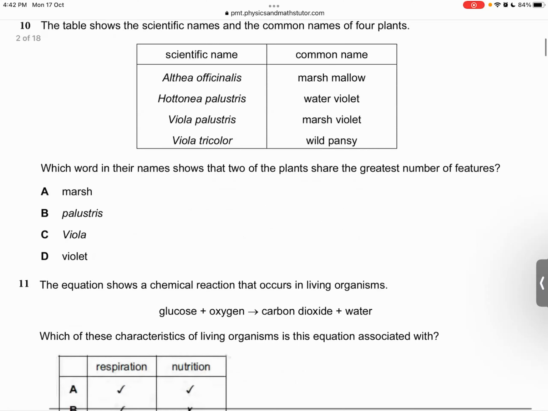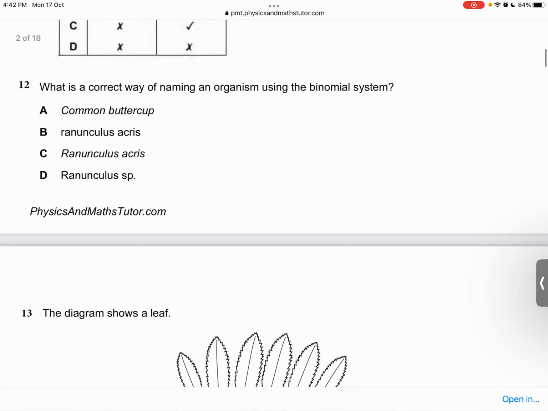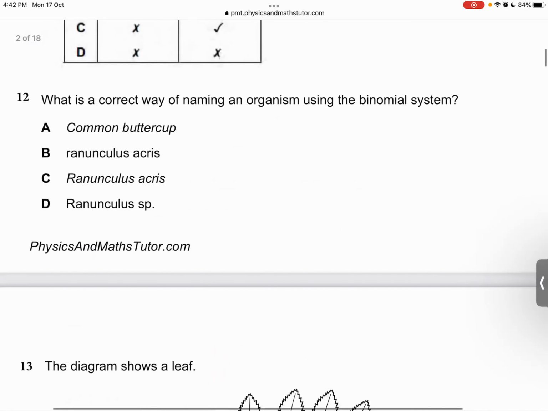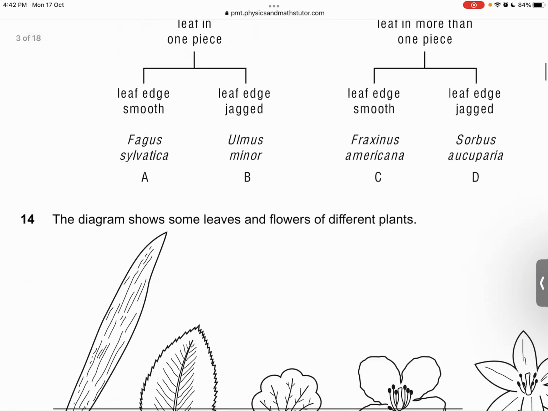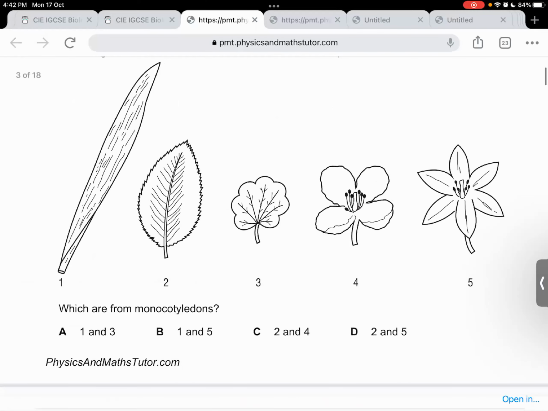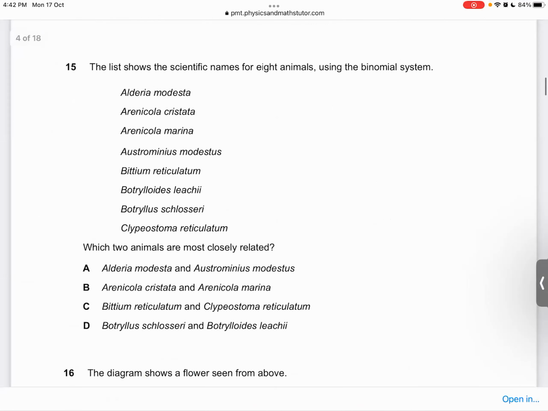Acha, okay. I think we've done this question, but I'm going to repeat once again. What is the correct way of naming an organism using the binomial system? Miss, it's C. C, correct. We've already done this one as well. The list shows the scientific names for 8 animals using the binomial system. So which 2 animals are most closely related?